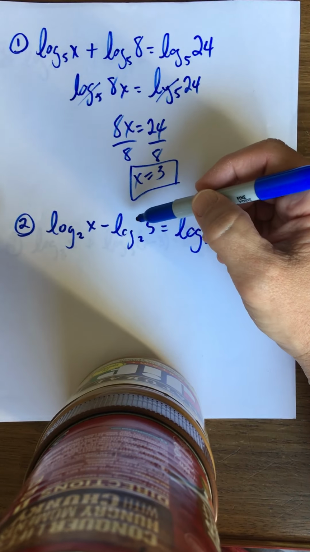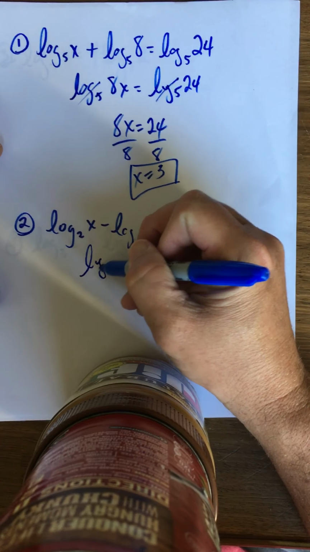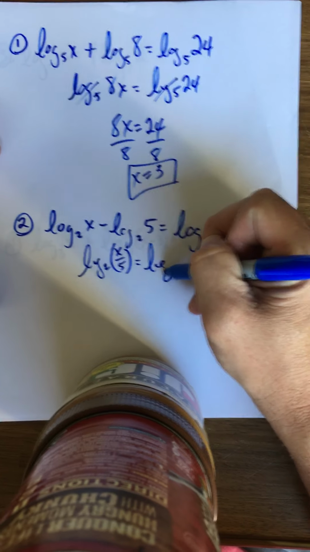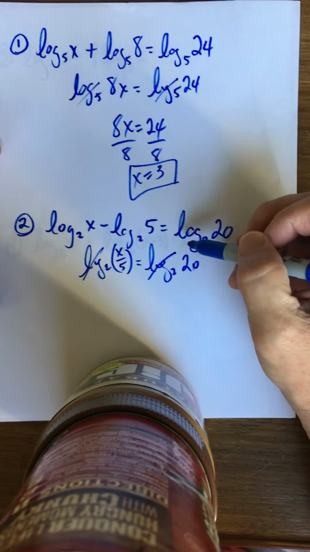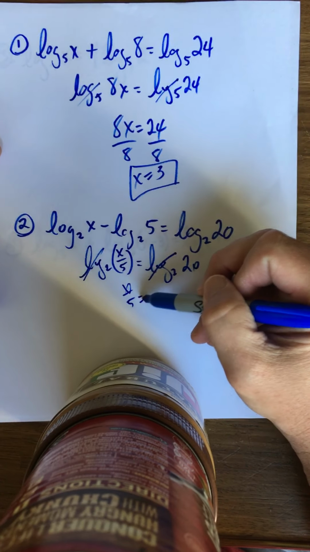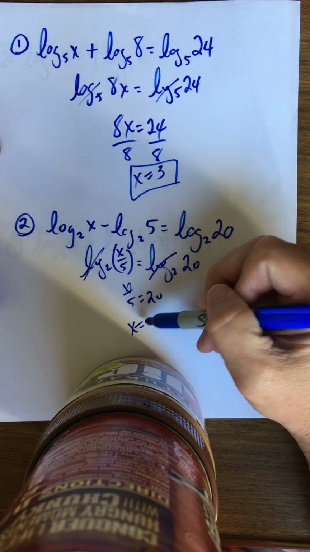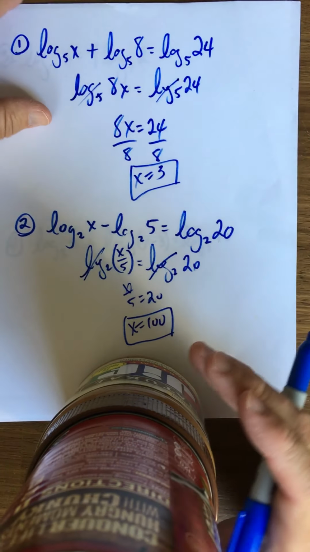Same thing with problem number 2, very basic problem. It's subtraction with logarithms. Well, those go together by division. You say x divided by 5. Now you can drop the logarithms where they are. It leaves you x over 5 is equal to 20. And to get rid of division, you multiply by 5. So x is 100. Okay?